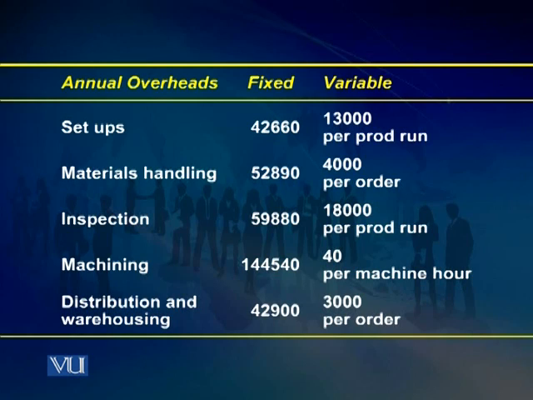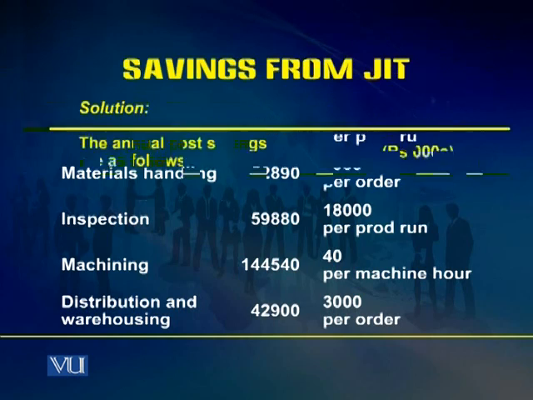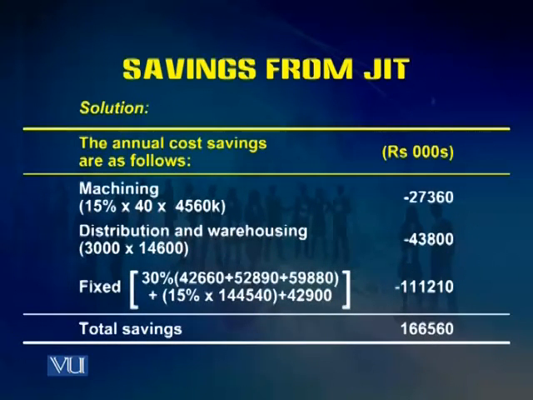So we calculate and we put together all the fixed costs that have a 30% saving, and take 30% of that, and 15% of the machining was being reduced, and the distribution and warehousing was altogether eliminated. So the entire fixed cost has been included in the savings. So this has given us a figure in thousands of 111,210. So if we add all the savings and add on the increase in cost, we arrive at the total saving of 166.5 million as a result of the JIT.